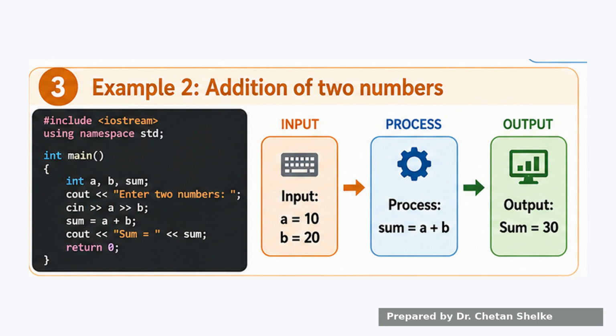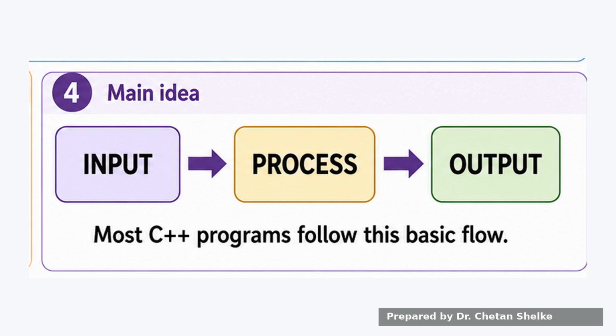You can see in the program a, b and sum. So I will take cout, enter two numbers. Then cin I will take two variable a and b. And the value is stored in a sum. So the answer will become a plus b. Suppose a I given 10, b equal to 20, it will store in a sum. So in this example, we are actually taking the input, processing it, and we get the output.